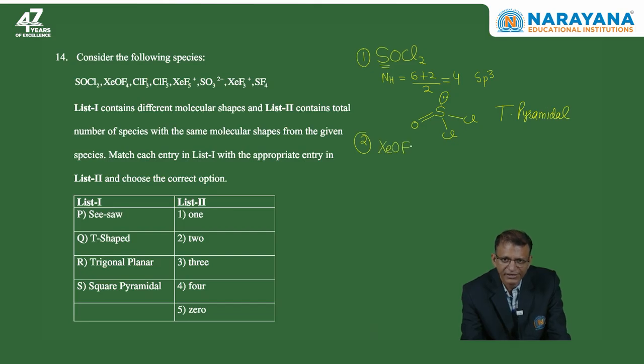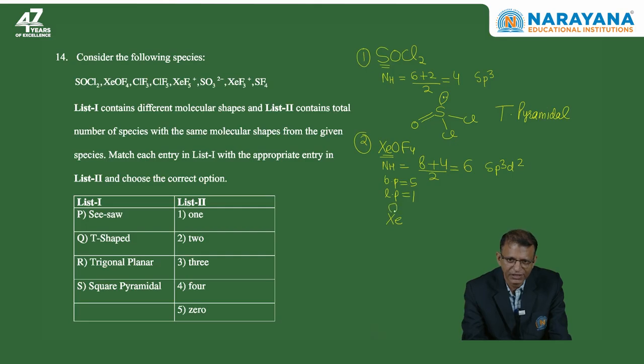XeOF4. Again, if we try to find the number of hybrid orbitals on the central atom, which is xenon, 8 electrons are there in the valence shell of xenon, and there are 4 monovalent atoms, divided by 2. So the number of hybrid orbitals is equal to 6. Hybridization will be sp3d2. And in this, the surrounding atoms are 5, and there will be one lone pair on this. So it is a square bipyramidal geometry, and all positions are equivalent.